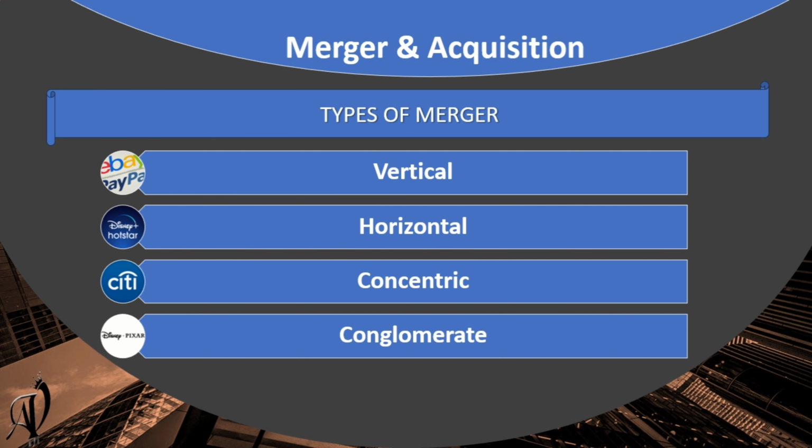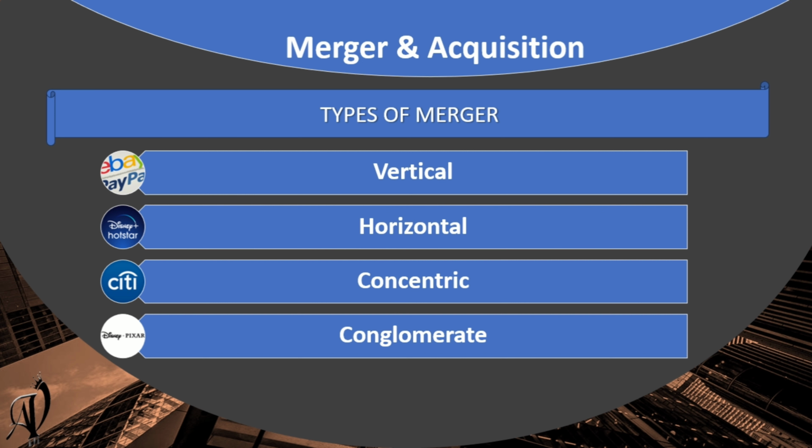Third is concentric merger, which is also known as non-direct competitor horizontal merger. It consists of a combination of two or more companies that reside in the same industry but are not direct competitors. The example is Citicorp and financial services company Travelers Group, which merged in 1998. Both companies were in the financial services industry, but they had different product lines.